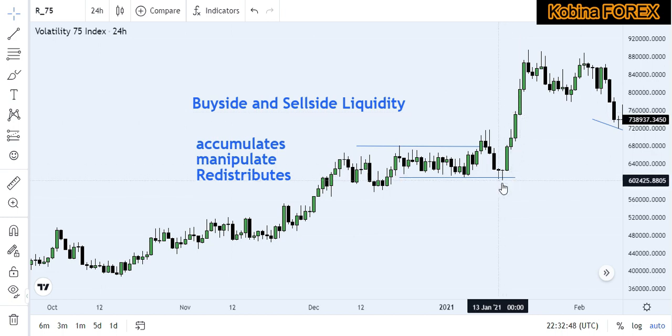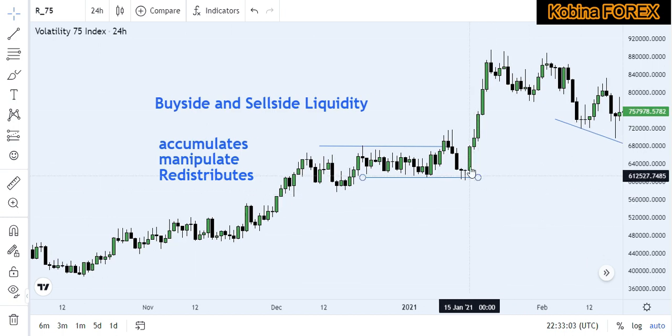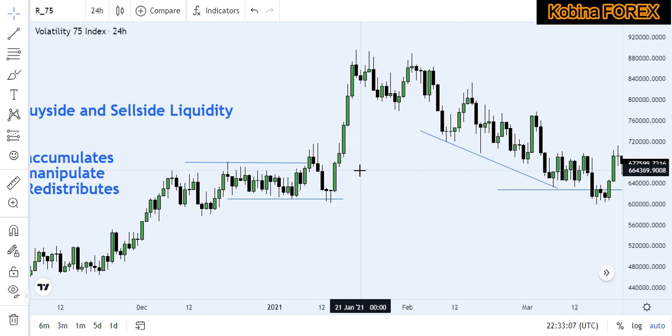This type of setup, we call it a turtle soup setup, where price just dips into our sell side liquidity and then it runs off with it with just a few wicks. Okay, and it's a quick rally up from there. So let's look for more examples.